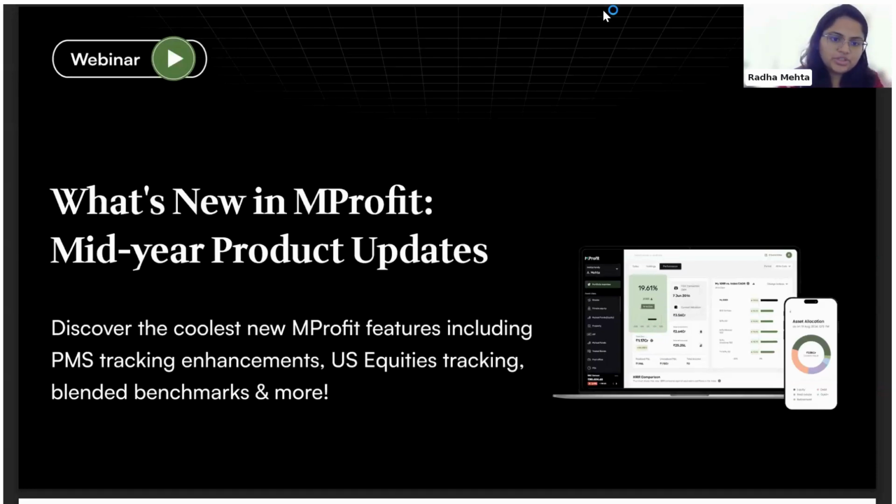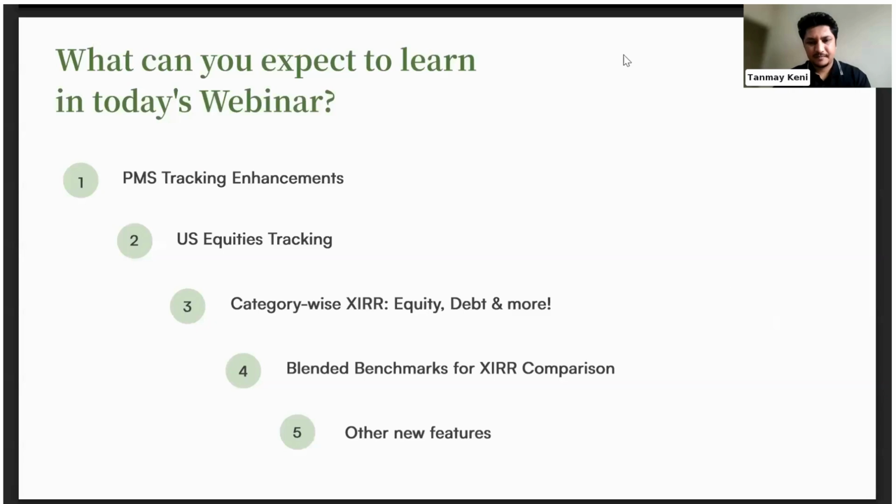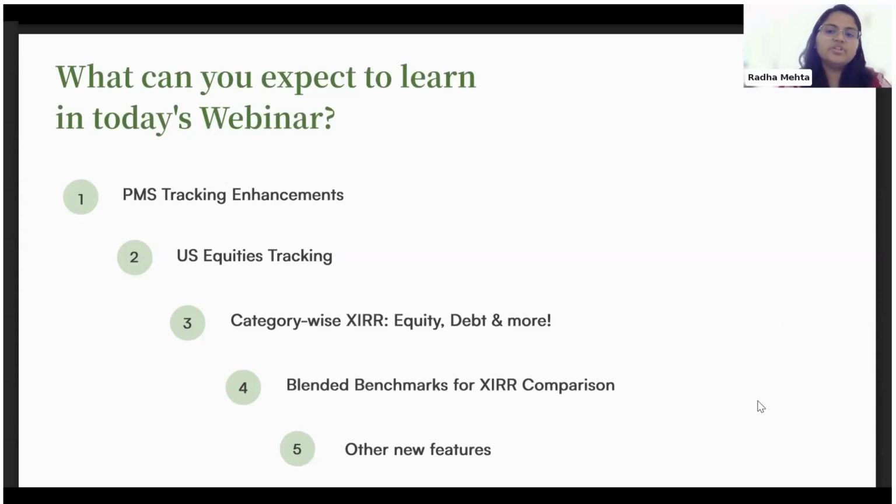We've added a couple of new features like PMS tracking, enhancements to the existing PMS tracking, wherein you can track your PMS investments at a scheme level. We've also added US equities, wherein you'll be able to track your international US stock investments in MProfit. Certain XIRR related specific features we've added, like category wise XIRR and blended benchmarks as well. We'll be taking you through all of these features. And we've also added certain small other feature enhancements to our existing available features, and we'll be discussing all of those in detail today.